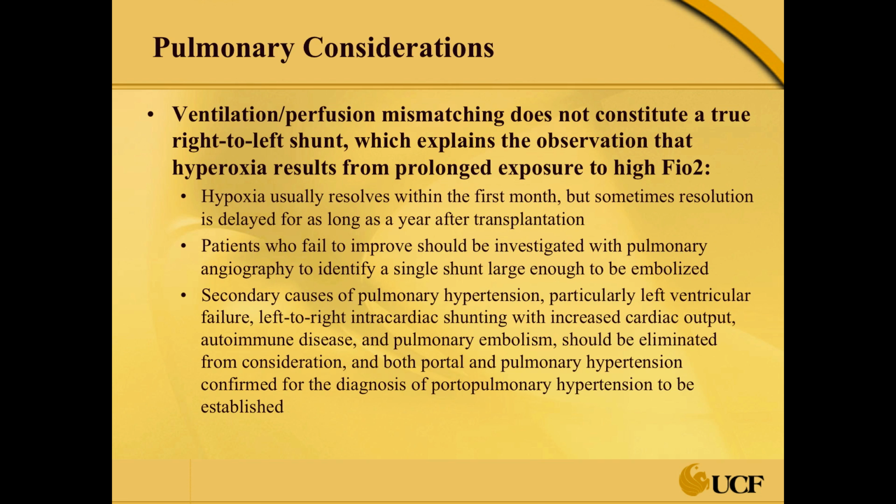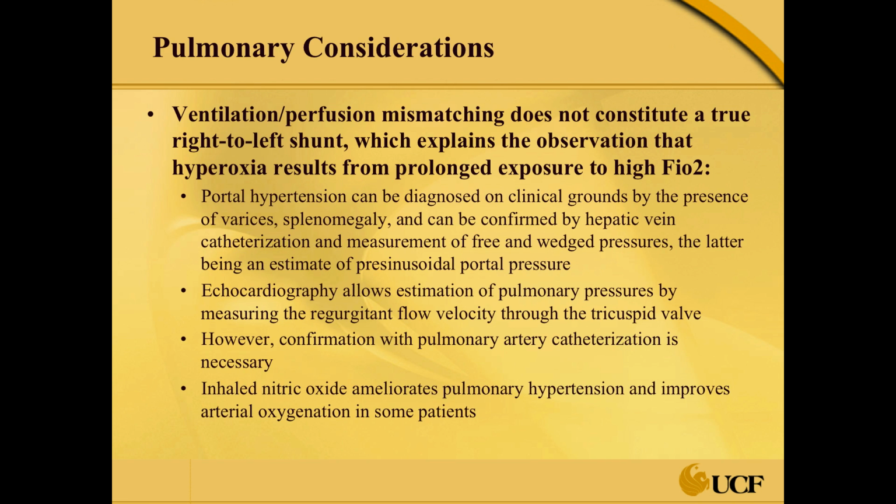Hypoxia usually resolves within the first month, but sometimes resolution is delayed for as long as a year after transplantation. But patients who fail to improve should at that point be assessed for pulmonary embolism. Okay. Secondary causes of pulmonary hypertension, particularly left ventricular failure, left to right intracardiac shunting with increased cardiac output, autoimmune disease, and pulmonary embolism should all be eliminated from consideration, and both portal and pulmonary hypertension confirmed for the diagnosis of portal pulmonary hypertension to be established.